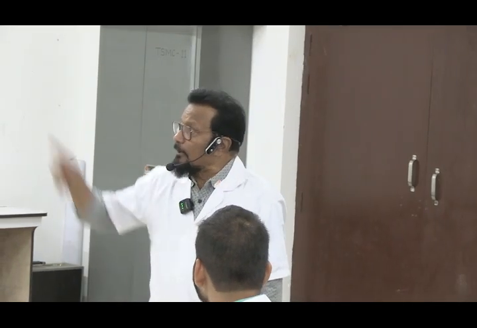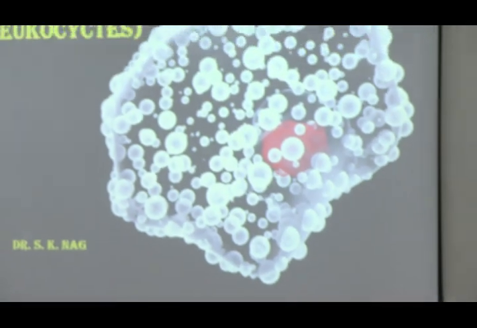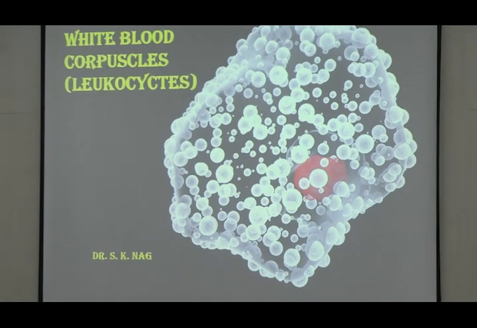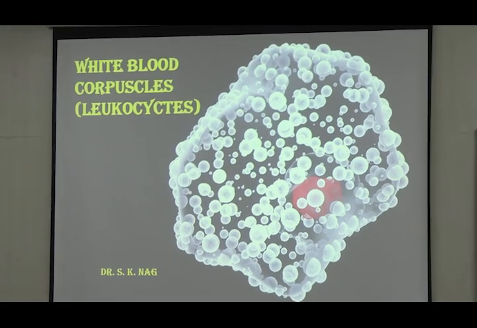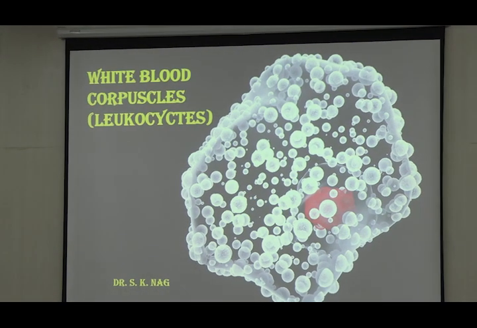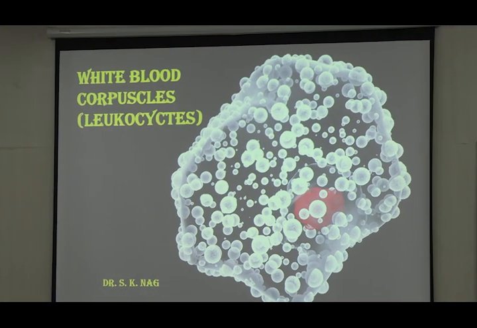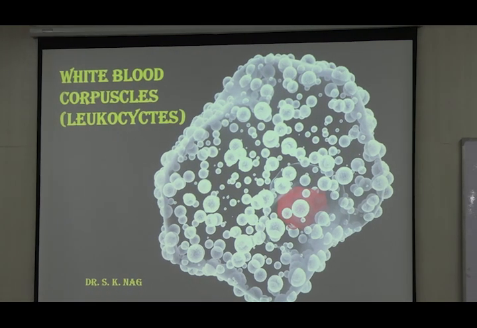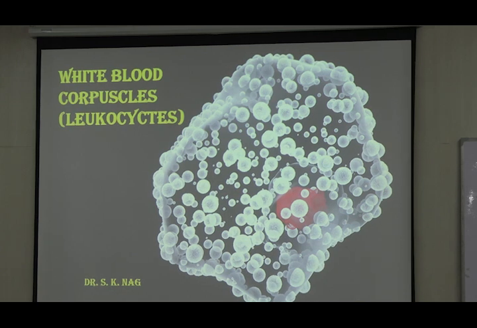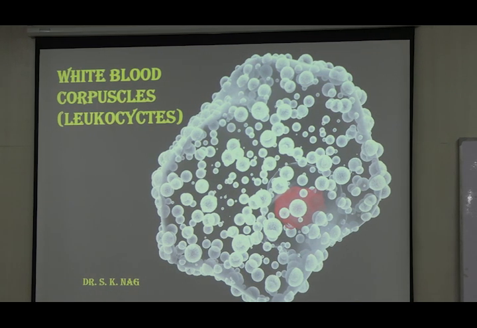It's a new class and you are well acquainted with this topic: white blood corpuscles, white blood cells or leukocytes. Leukocytes are one of the blood cells that are synthesized in the bone marrow, but lymphocytes can be generated other than this site. They can be generated in lymph nodes also.